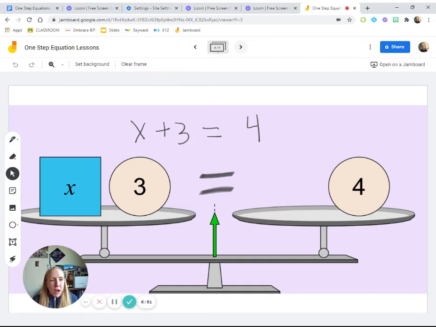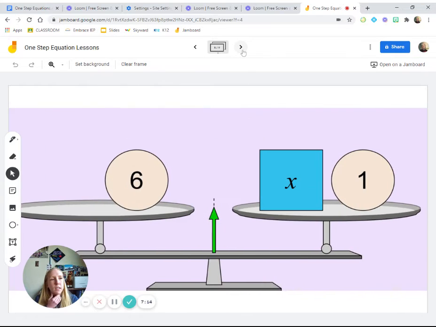Now, again, if I want to figure out what x equals, I've got to figure out what I would have to put in for x to make it true. So in order to get 4, x would have to equal 1. So x would have to equal 1.